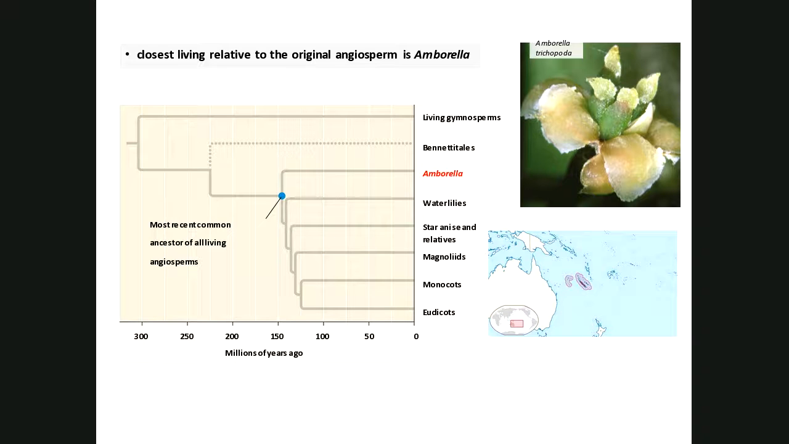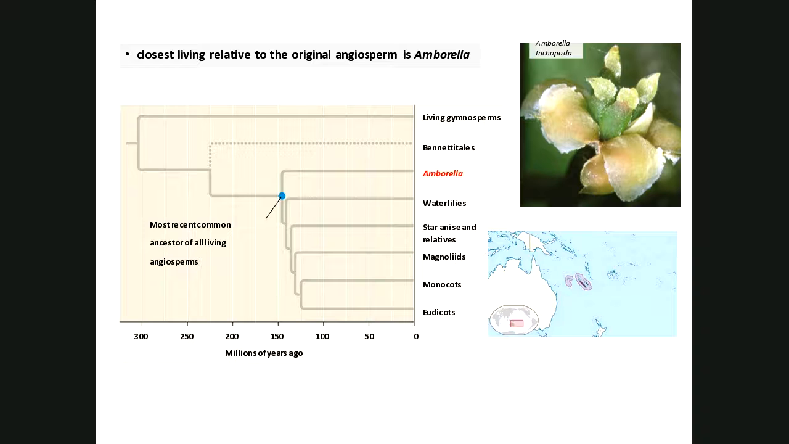All right, so once we took off from there, then we move into other things: water lilies, the star anise, and their relatives. A big group of things we call magnoliids, which, believe it or not, as you can imagine, includes the magnolia. I love magnolias. And then what we call monocots, and dicots. They're not called eudicots. We'll talk about that in just a second.